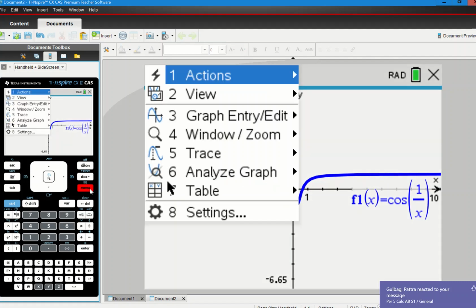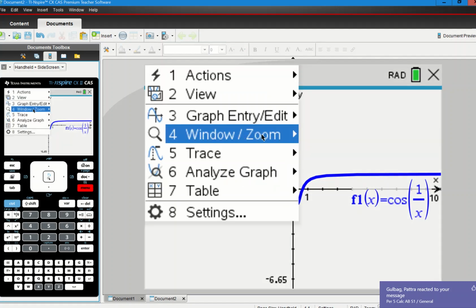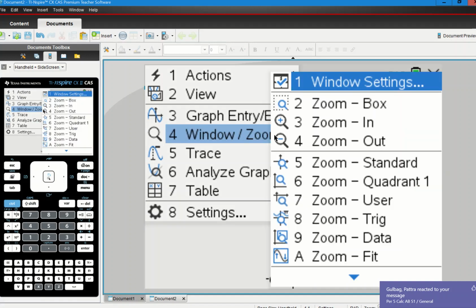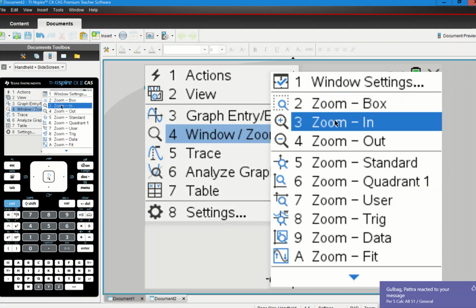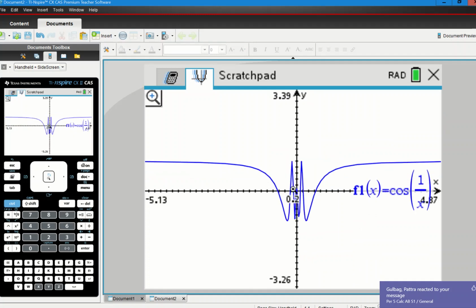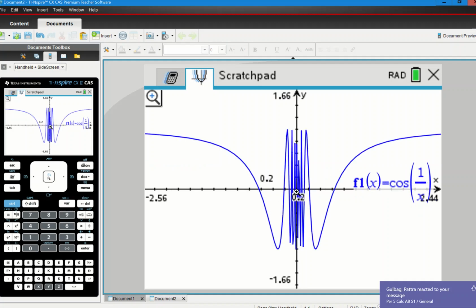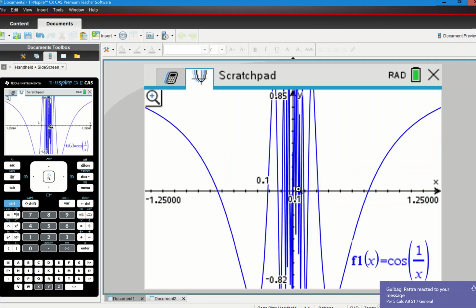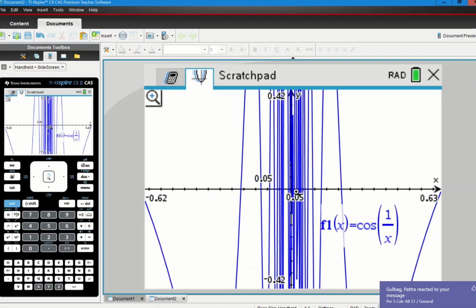I'm going to go to Menu, then Window/Zoom, and click that option. A whole bunch of options come up, and I'm just going to zoom in. I'm going to make the center right here. We're trying to see what's happening as x approaches 0. I'm just going to keep clicking right there. How weird. You guys see what's happening here? I'm going to keep clicking. In fact, why don't you pause the video and click as many times as you want, and then restart this when you're done.